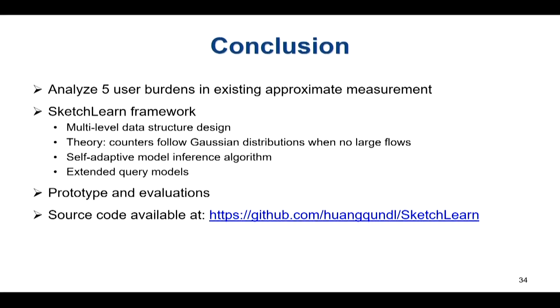To conclude our work, we analyzed five user burdens in existing approximate measurement. Then we designed the SketchLearn framework to relieve such user burdens. It has a multi-level data structure, and we prove a theorem and the distributions about its contours. Then we design a self-adaptive model inference algorithm and an extended query model. We built the prototype and conducted many experiments, and we will publish our source code. If you are interested, you may repeat our results.